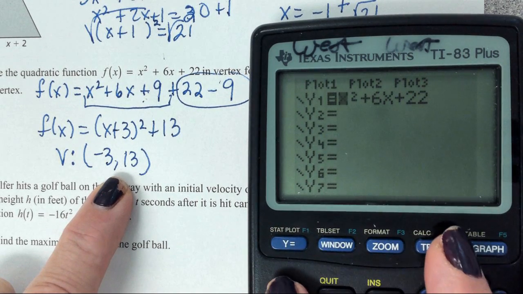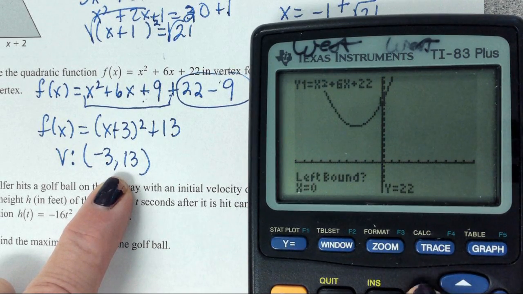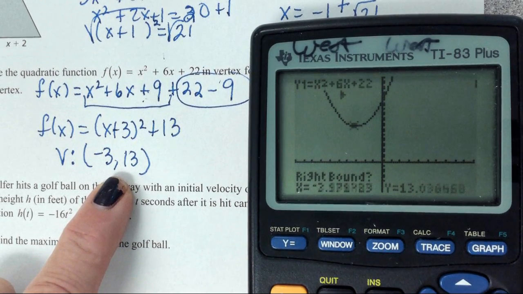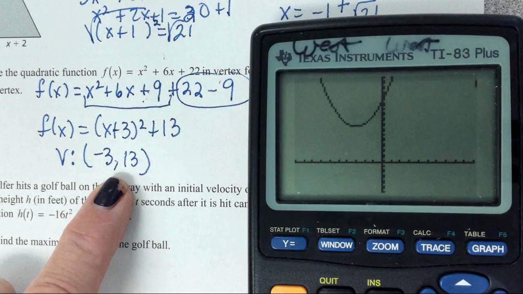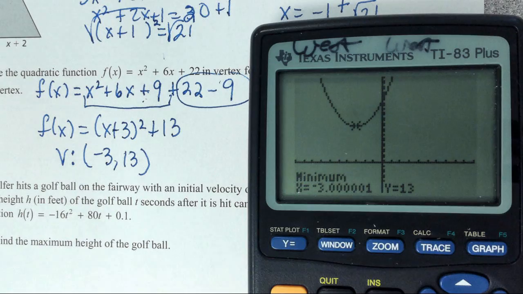Okay, so what we're going to do is this. Second trace, we're trying to find the minimum. Do you see how the minimum of that function is going to be the same thing as the vertex? So I have to go to the left of it, hit enter, to the right of it, hit enter one more time, and it's going to tell me right there at negative 3, 13, that's the vertex. So that's a way we can check it. Questions on that?